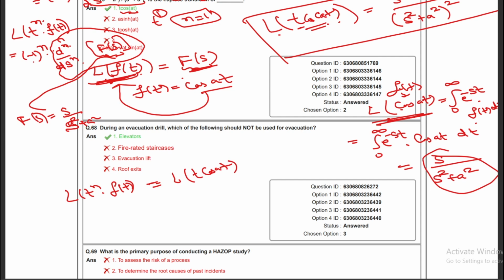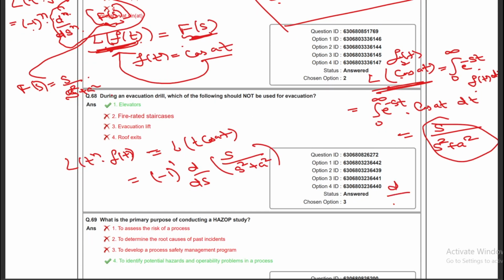So Laplace of t cos at, when you put n is equal to 1, this is minus 1 power n, the first derivative with respect to s of f of s, and the value of f of s is s over s square plus a square. Clear? Okay, now you have to simply differentiate it. If you want to differentiate u over v with respect to s, the formula is: take v square, take v as it is, differentiation of u with respect to s, minus take u as it is, differentiation of v with respect to s, right?